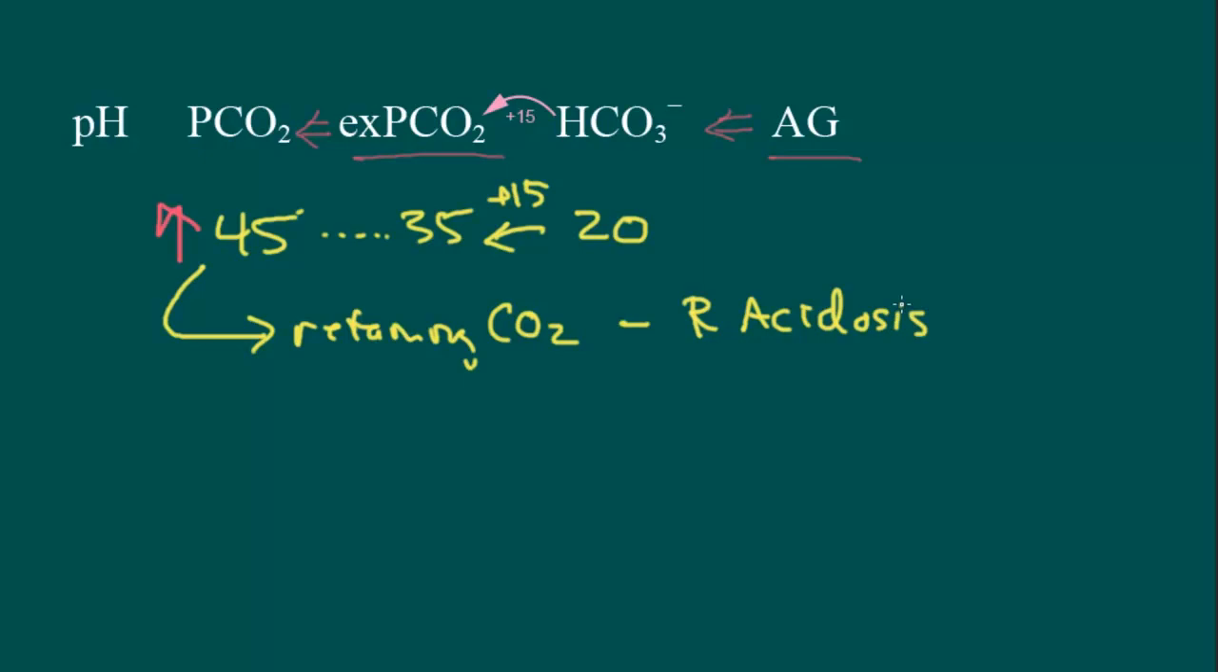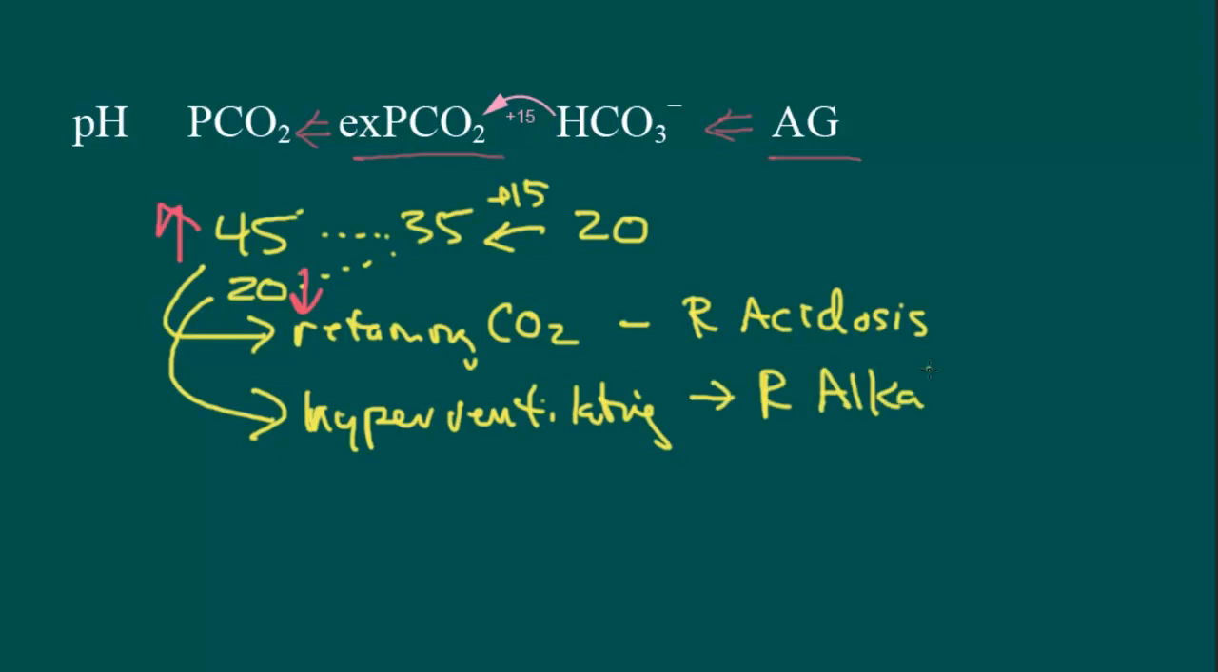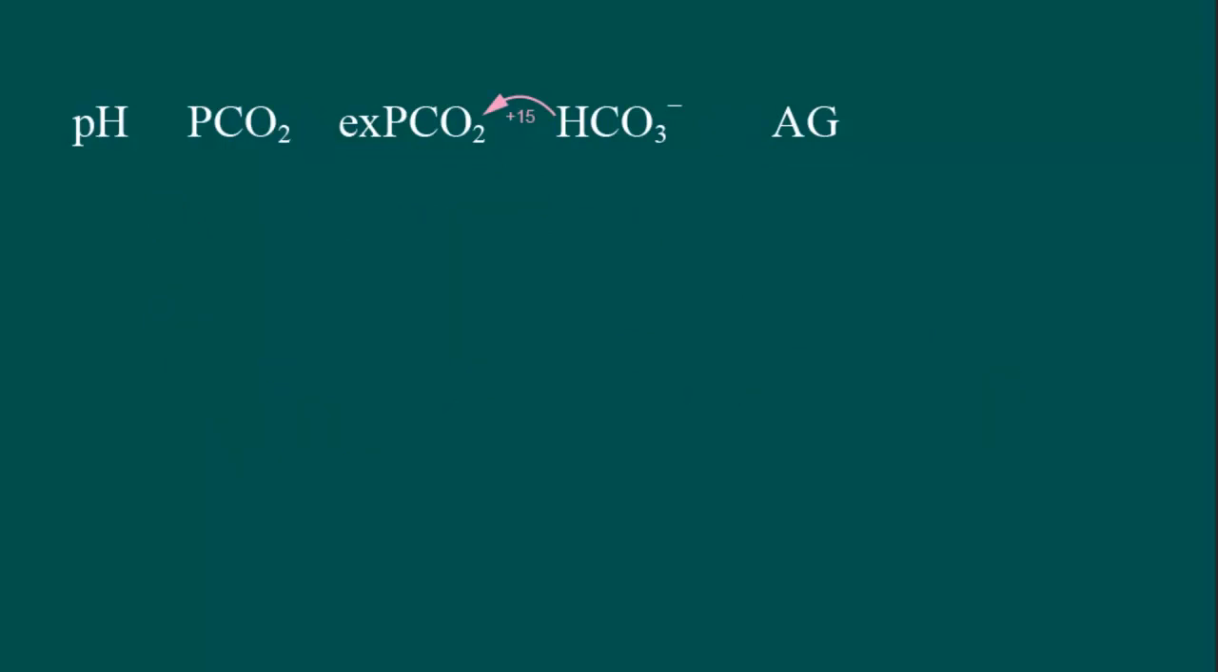Similarly, if you have a PCO2 of, say, 20 and your expected PCO2 is 35, then you have a respiratory alkalosis. You're hyperventilating and blowing off CO2. Okay, let's look at anion gap. Similar to how expected PCO2 further informs you about the PCO2, the anion gap further informs you about the bicarb, and it lets you know if there's multiple metabolic components contributing to the metabolic status.